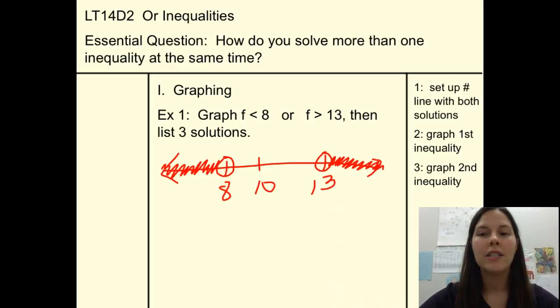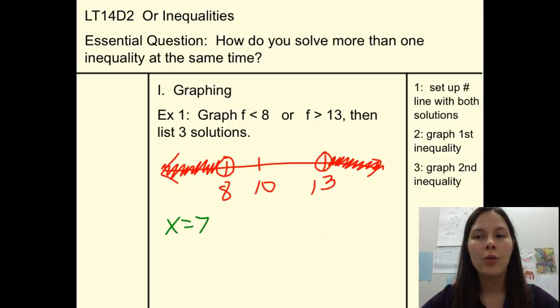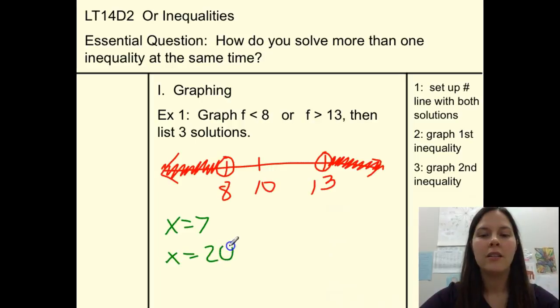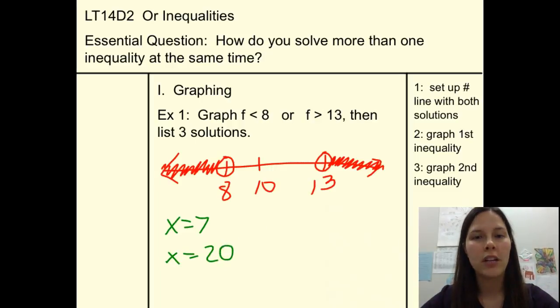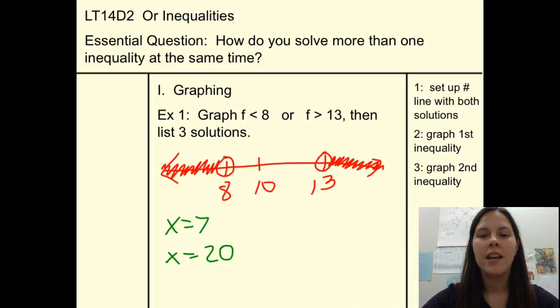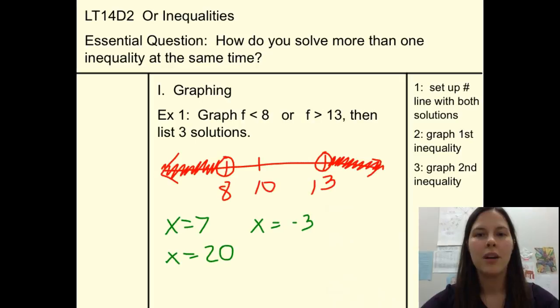Next, we're going to list 3 solutions that will make this compound inequality true. So anything that's shaded. We could think about if x is 7, 7 is less than 8 or greater than 13. One of the inequalities is true. Both of them do not need to be true. If x is 20, 20 is less than 8 or greater than 13. This time our second inequality is true, even though the first is not. And any other value you can think of that's not between 8 and 13. For example, -3 is less than 8. Even though it's not greater than 13, it still makes the compound inequality true.